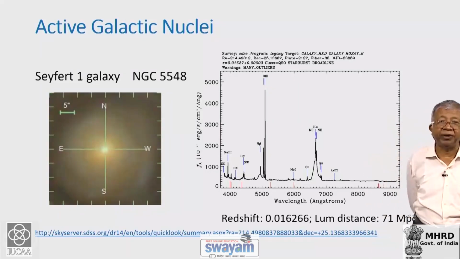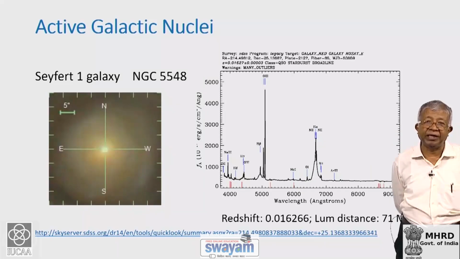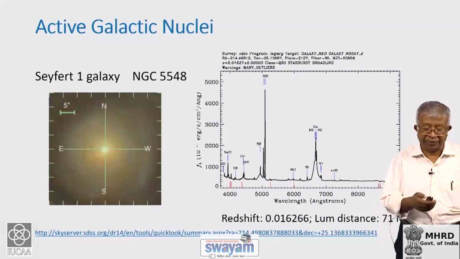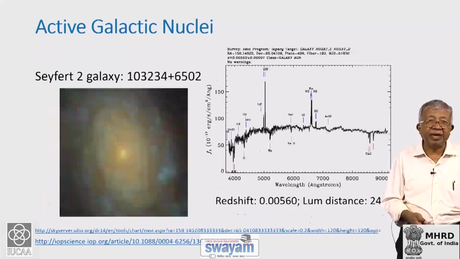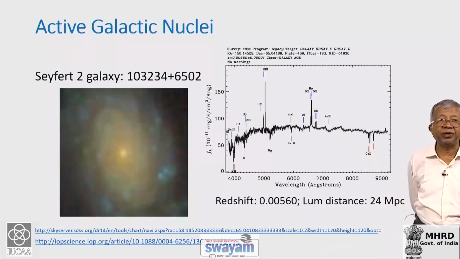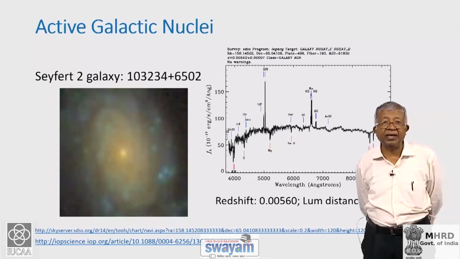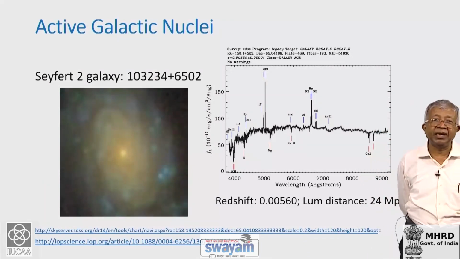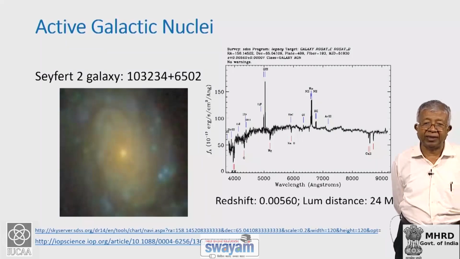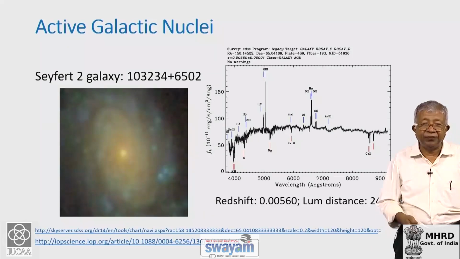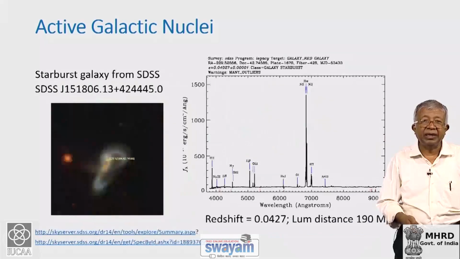You can also see the broad lines, the broad H alpha and the H beta lines over there, as well as the narrower lines can be seen in the spectrum. If I were to take a Seyfert 2 galaxy, this is what we see. You can see that the broad lines are largely absent, and what you see are the narrow emission lines. So this is what I referred to earlier in terms of the classification of the sources.